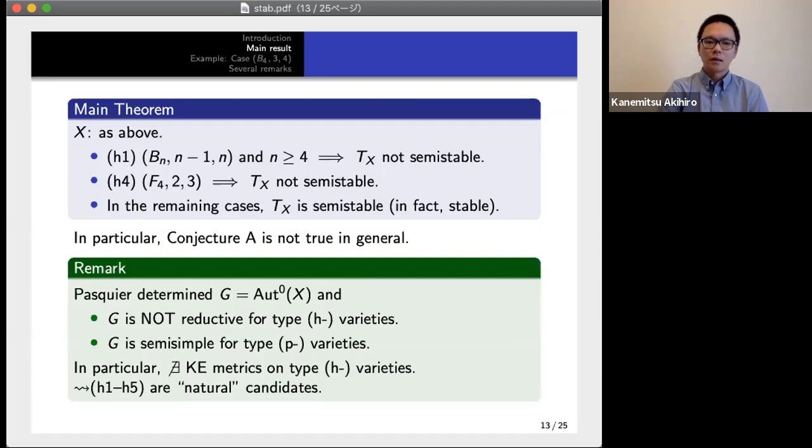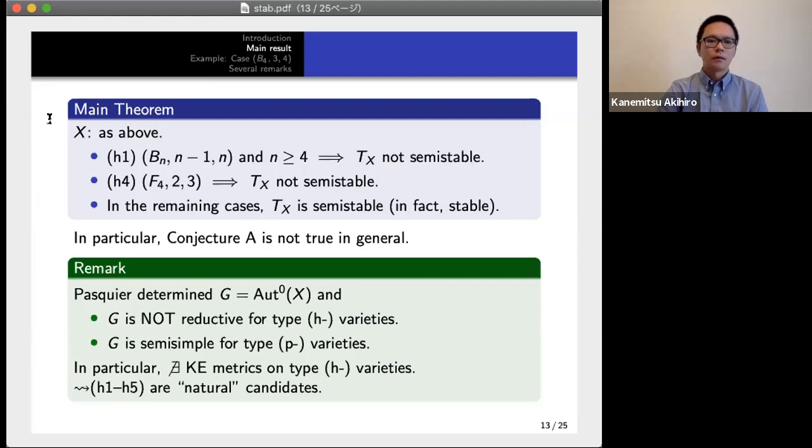On the other hand, as is well known, the existence of such a metric implies the semi-stability of the tangent bundle. So these 5 examples are, in a sense, natural candidates for counterexamples. And in some cases, actually, they give counterexamples to conjecture A. So this is the main theorem of this talk.